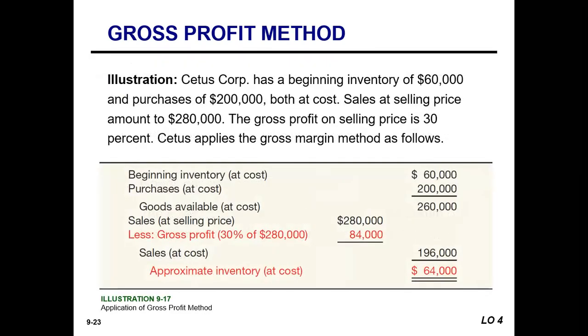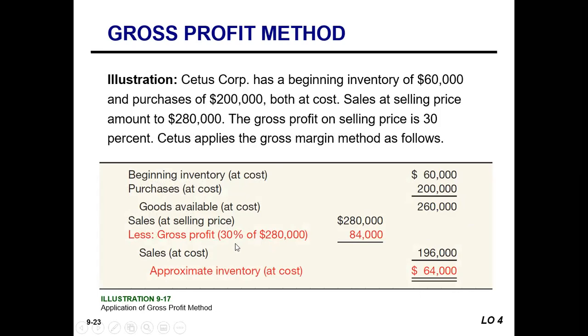It says Cetus Corp has a beginning inventory of 60,000 and purchases of 200,000, both at cost. Sales at selling price amounted to 280,000. The gross profit on selling price is 30%. Cetus applies the gross margin method as follows. So goods available for sale, right? Goods available for sale at cost are 260,000. And then sales at the selling price, 280,000.